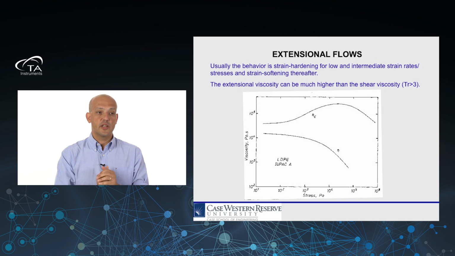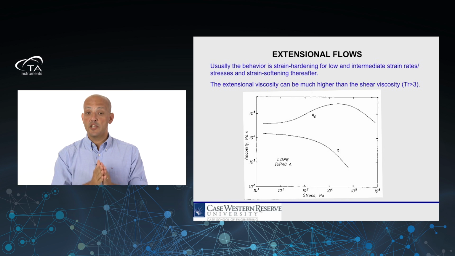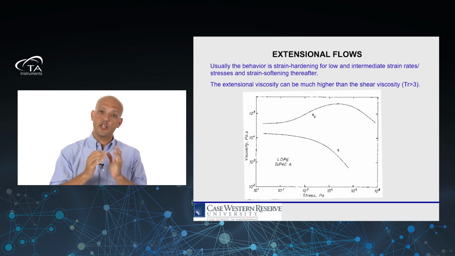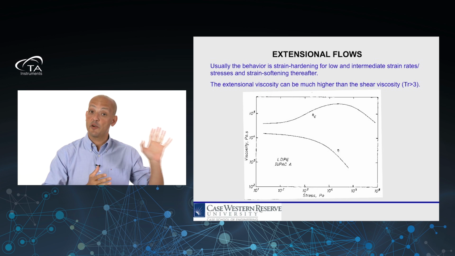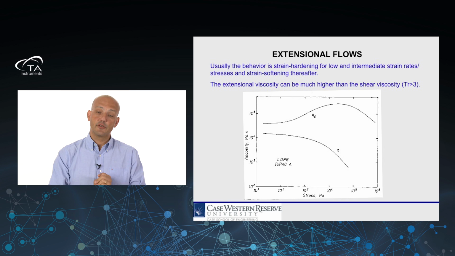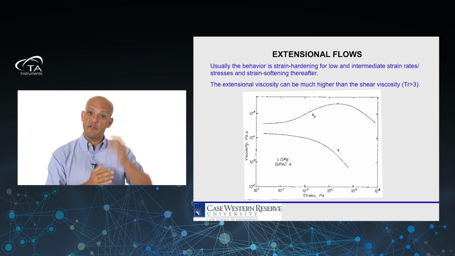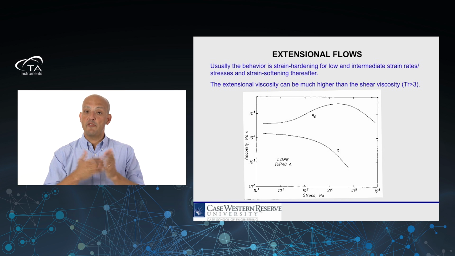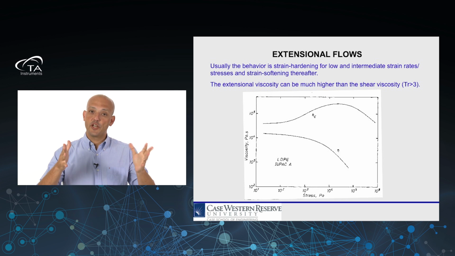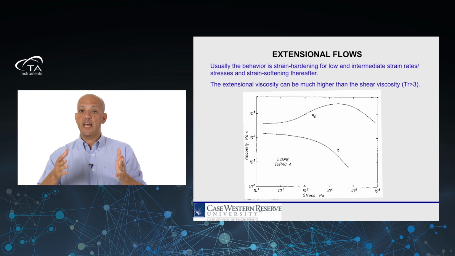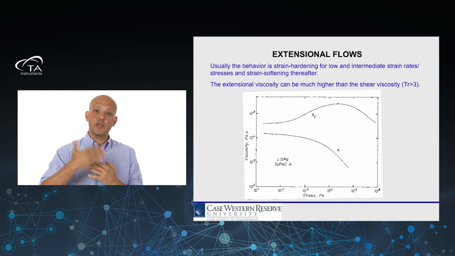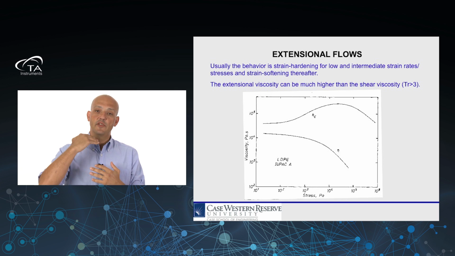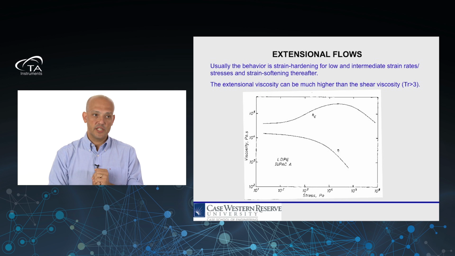And for example, here is the schematic depiction of a typical low-density polyethylene. Actually, this is a standard material that was used as far back as the 80s in a series of round-robin exercises between different labs. And as you can see, for the lower curve, we have the typical behavior in shear flows. At very low shear rates or shear stresses, we have a Newtonian plateau. And as we increase the stress or the rate, that shear viscosity starts decreasing.